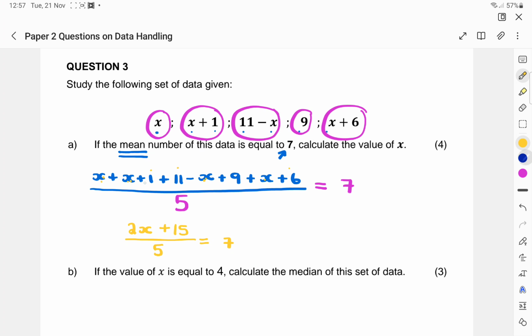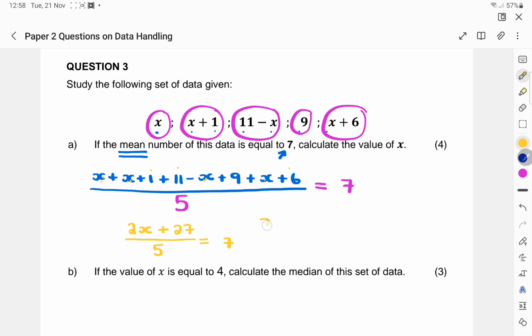So I just want to make sure. 12 plus 9 is 21. Sorry, let me just quickly, 12 plus 9 plus 6 is 27. Sorry, so I made a mistake there. So just always double check yourself. Plus 27 divided by 5 gives you 7.